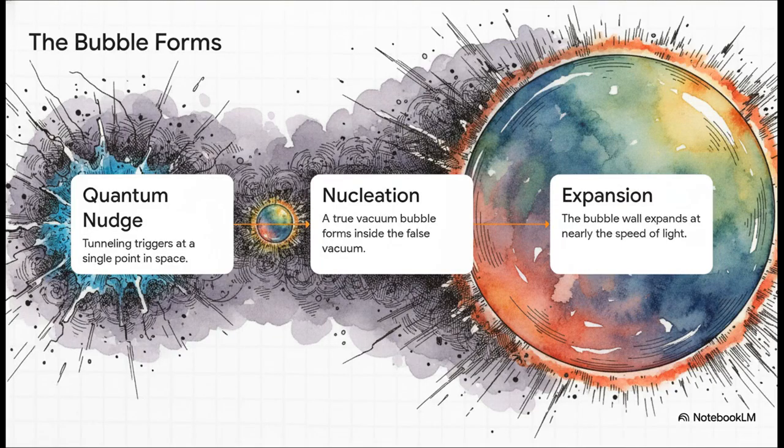So how exactly does this play out as a physical event? Step 1, that little quantum nudge happens, triggering something called tunneling at just a single random point in space. Step 2, a bubble of that true lower energy vacuum suddenly nucleates. It just pops into existence right in the middle of our false vacuum. And step 3, well, step 3 is where things get completely wild. This new bubble starts expanding outwards at nearly the speed of light.